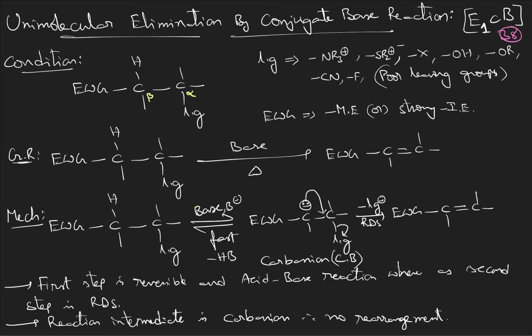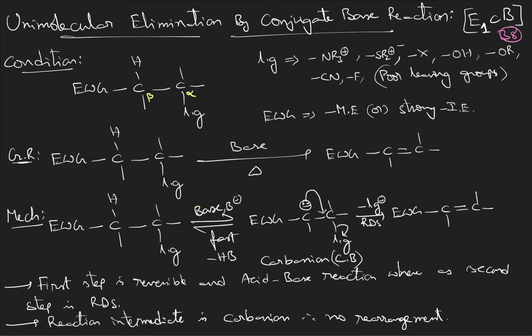and the beta carbon should have at least one hydrogen, so that an elimination reaction happens to form a double bond here, and the same beta carbon should also have an electron withdrawing group. It may be a negative mesomeric effect group or a strong negative inductive effect group. So coming to the general reaction, such a reactant molecule, in presence of base and on heating, forms an alkene.